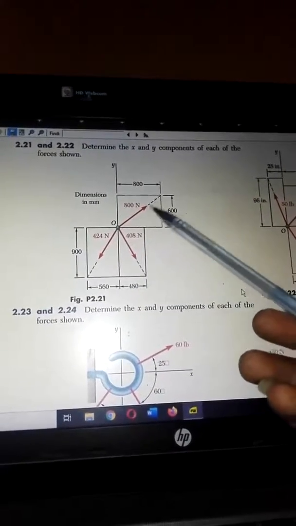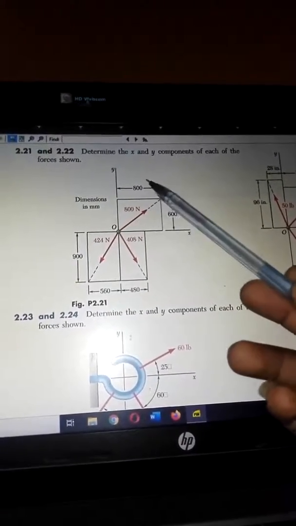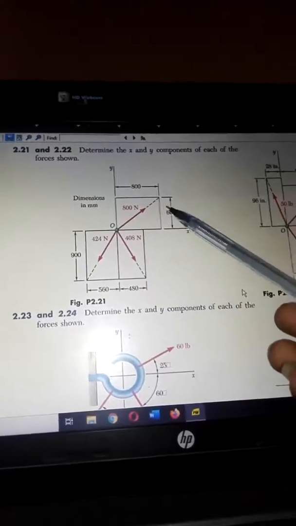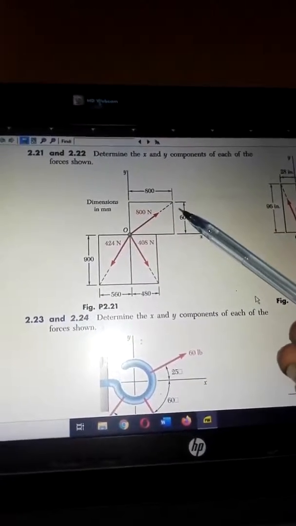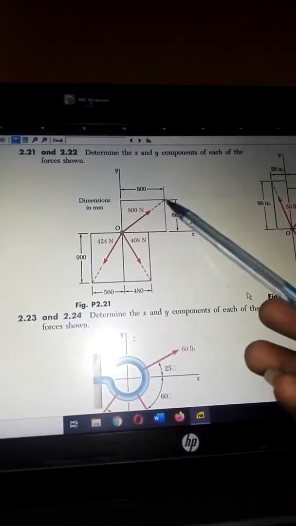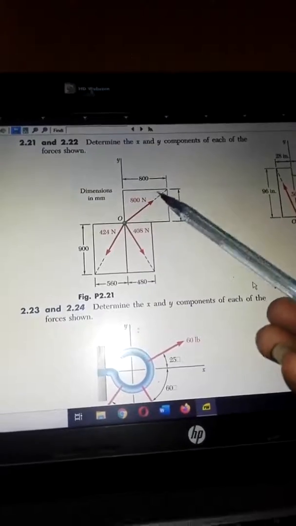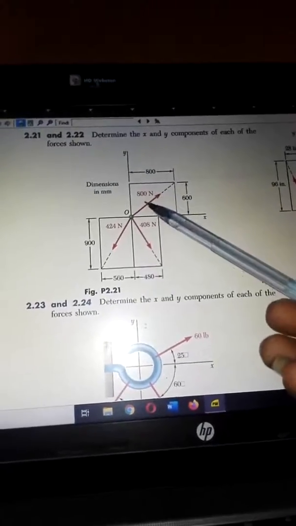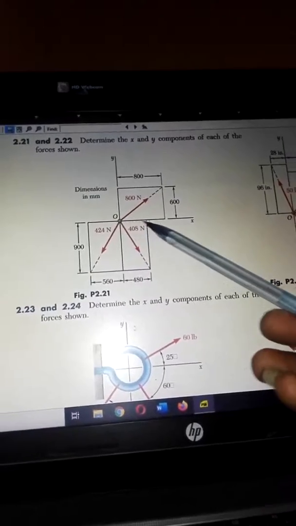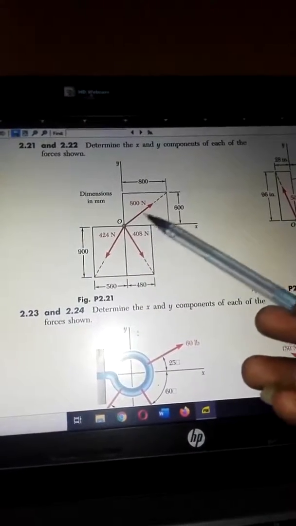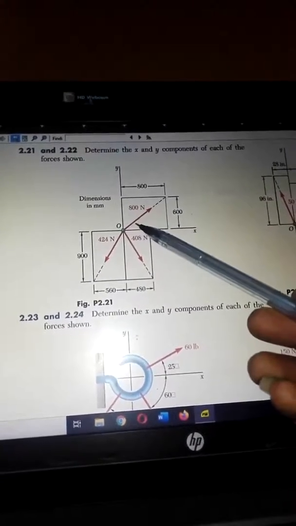You don't know the length of this, but you can find it from Pythagoras theorem. That will be square root of 800 squared plus 600 squared, or you use your Pythagoras triple if you know that offhand. 6, 8, 10 makes a Pythagoras triple, so the length of this side should be 1000. So because of that, the cosine of this angle will be adjacent, which is 800, over hypotenuse, which is 1000, and with that you know what the cosine is.